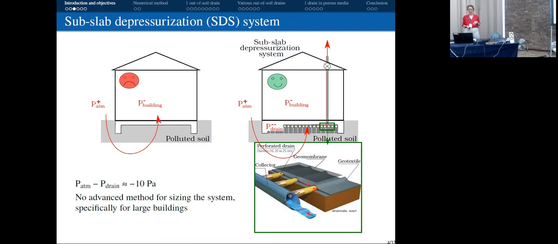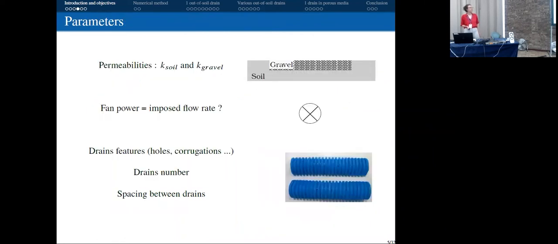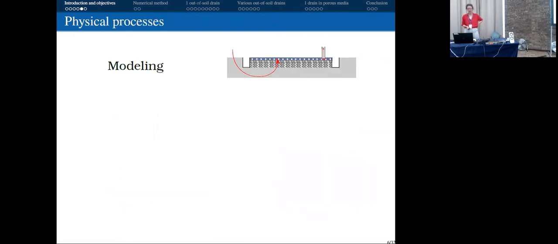We have to have a differential pressure between the drain and the atmospheric pressure of less than a Pascal, and there doesn't exist any advanced method for sizing the system, specifically for large buildings. The parameters in play are the permeability of the soil and of the gravel, the fan power, how much we have to impose as flow rate, and all the drain features, such as corrugation, number of drains, and spacing between drains.